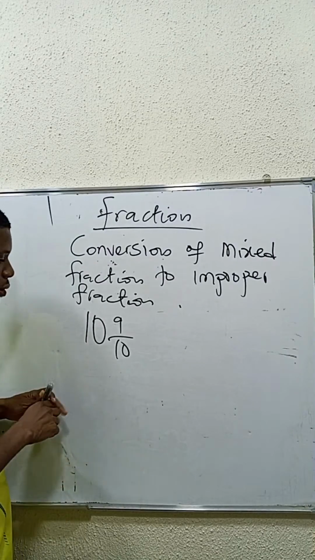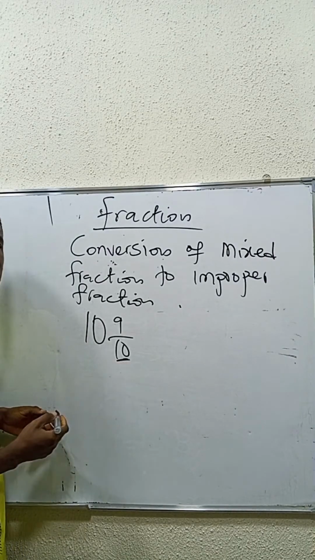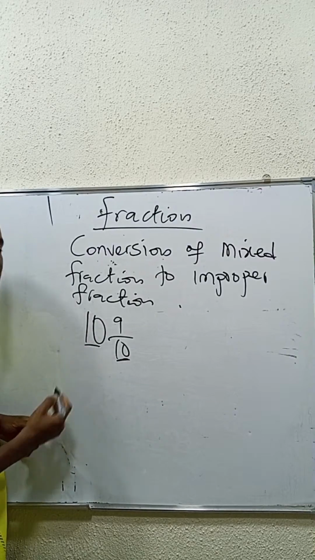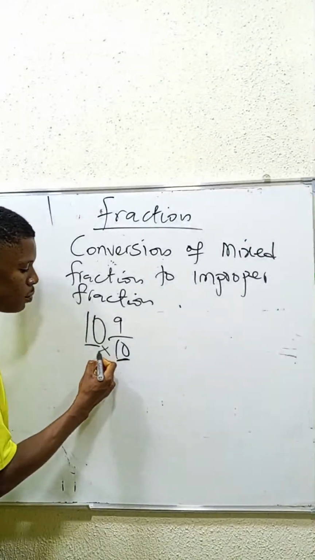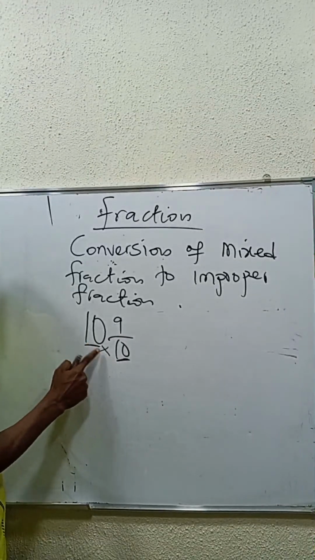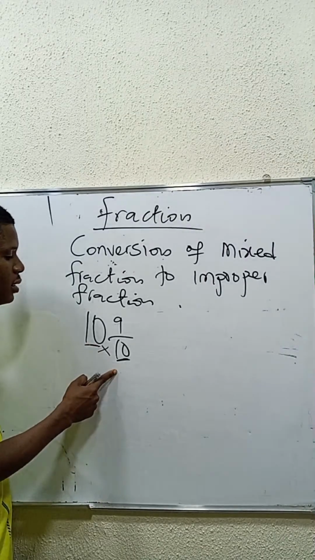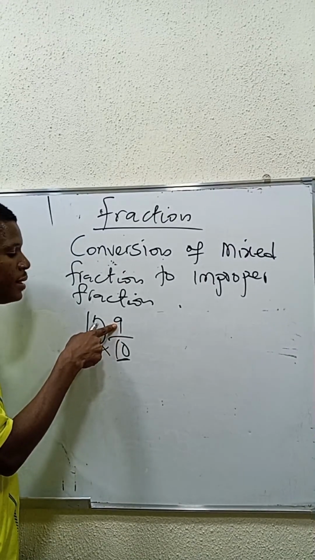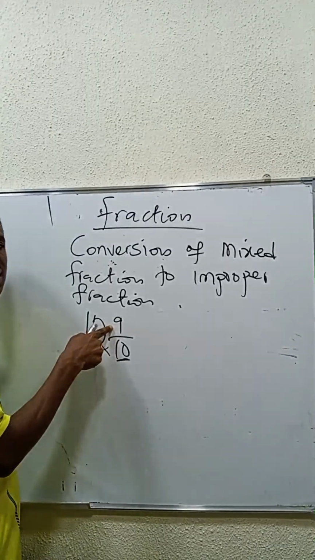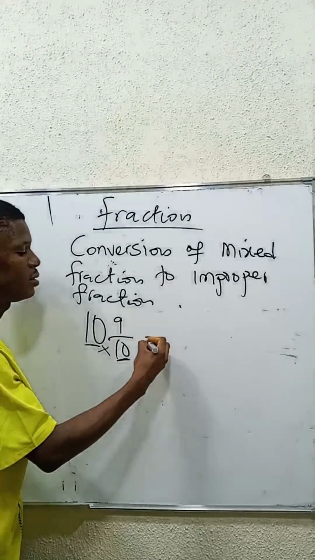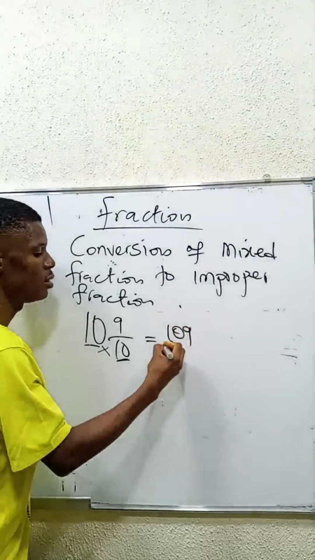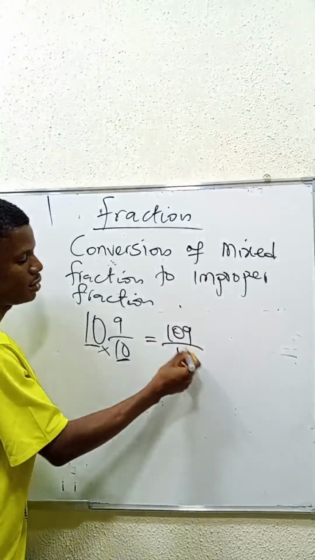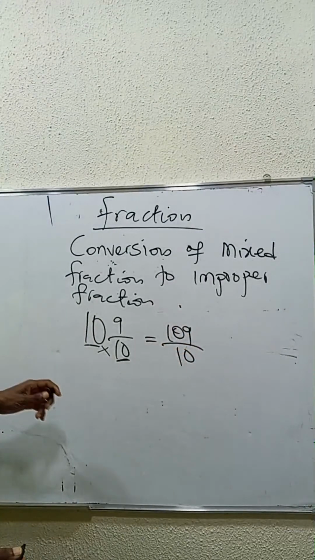All you have to do, this is the denominator, 10. And this is the whole part, 10. So all you have to do is to multiply 10 by 10. 10 times 10 is 100. So 100, you are going to add the remaining numerator, which is 9. 100 plus 9 is what? 109. So 109 over 10. And that's the answer. Okay?